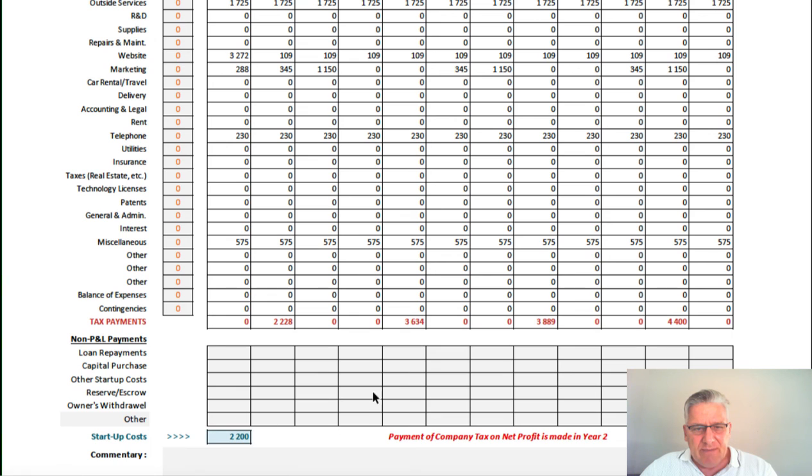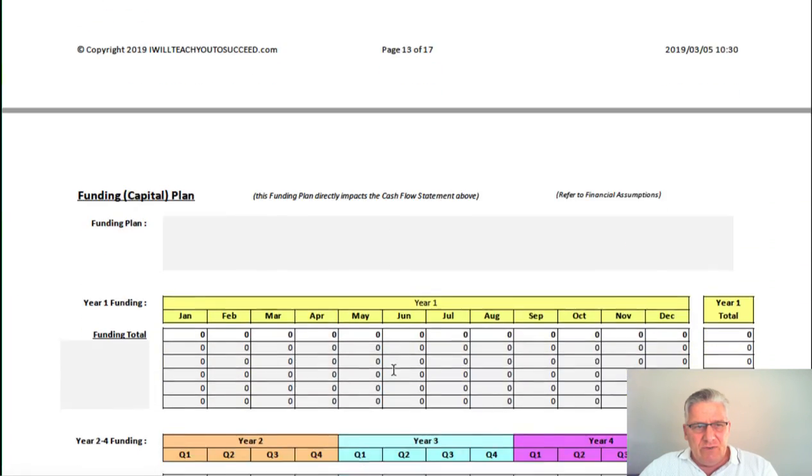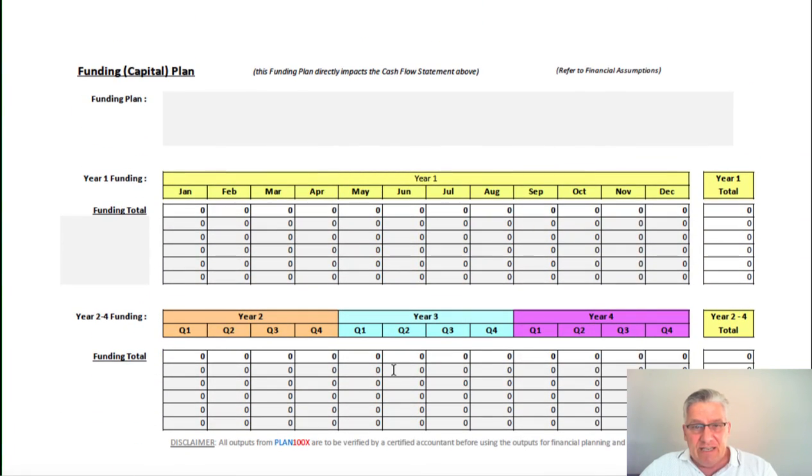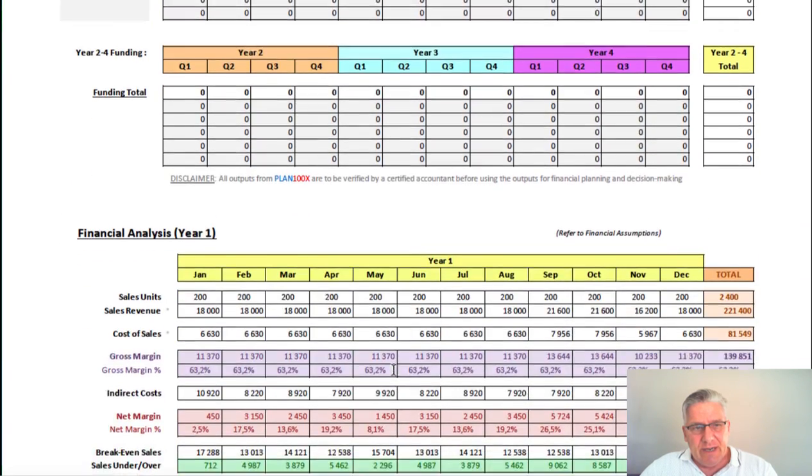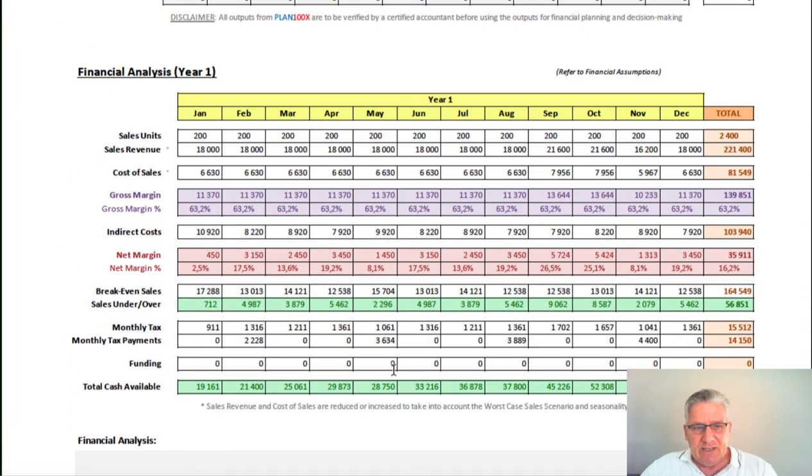There were your startup costs coming in the bottom. We go on to the funding plan. We didn't need funding, so that is zeros throughout. And then the financial analysis. So that's a really nice view of the business, and you can see exactly what's going on.